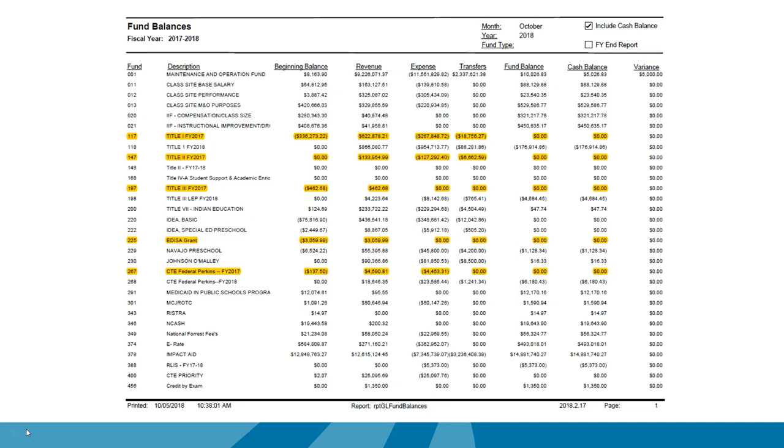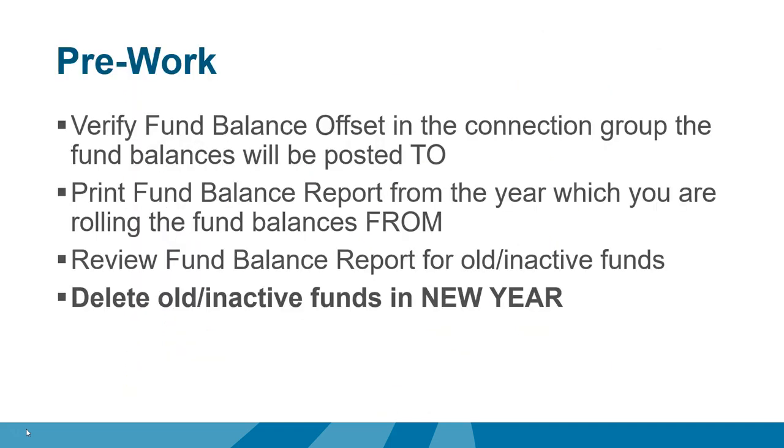If we were to roll these fund balances, even with a $0 amount, once they're rolled over with a transaction entered against them, again, even if it's 0, we can't eliminate them from the report in new years. So how do we actually eliminate these so they don't roll over? The first step is to delete and inactivate these old funds.